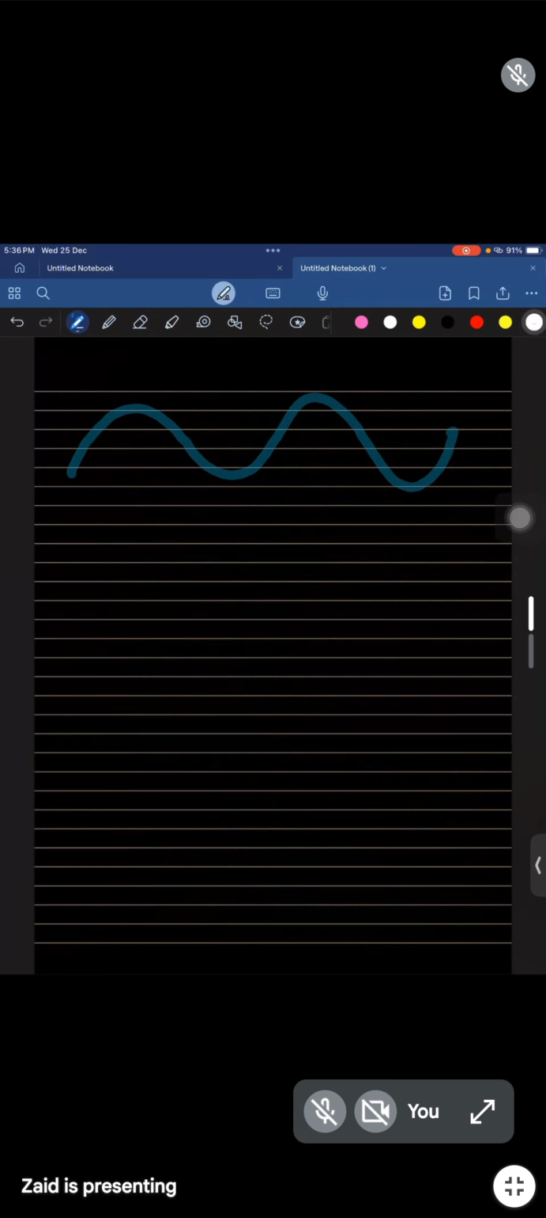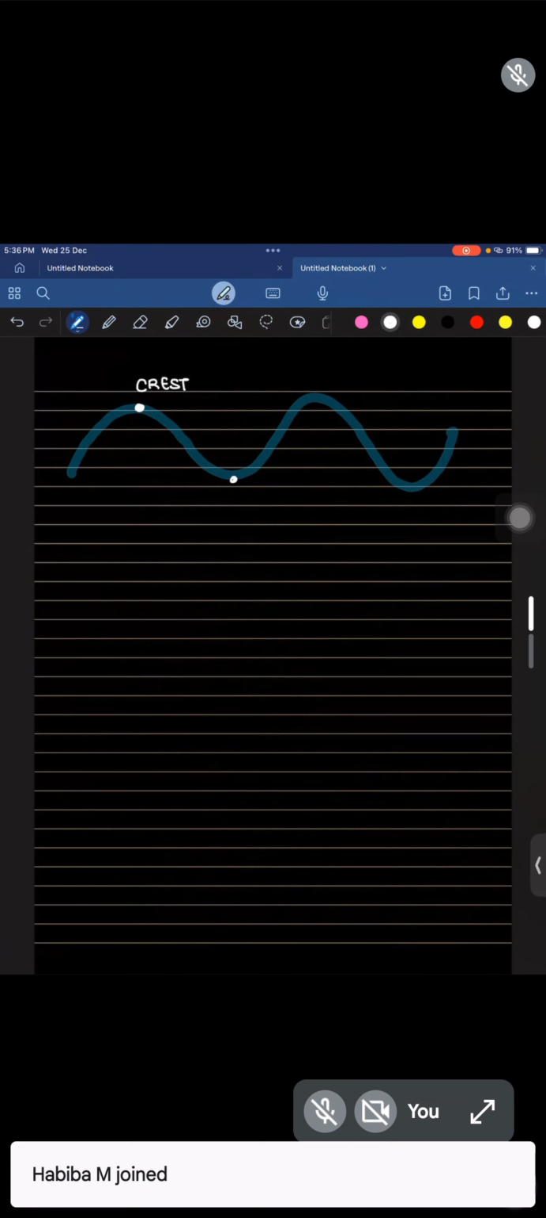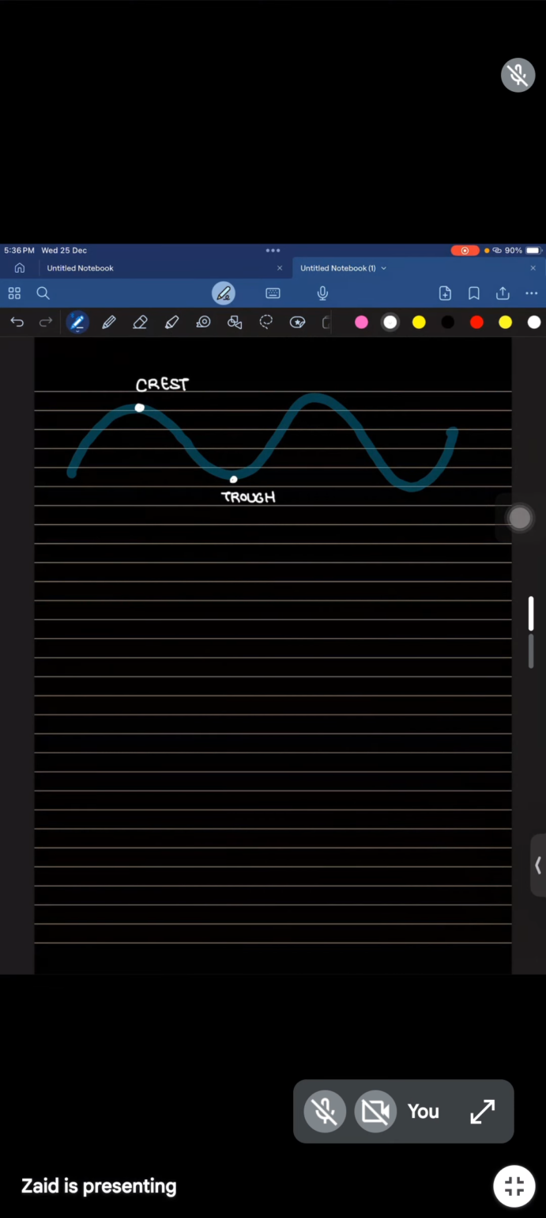The top parts of the wave are called crests. These are called crests. And this is called a trough. Okay. Then this is another crest and this is another trough. Okay. This can be considered to be the height of the wave from here to here.